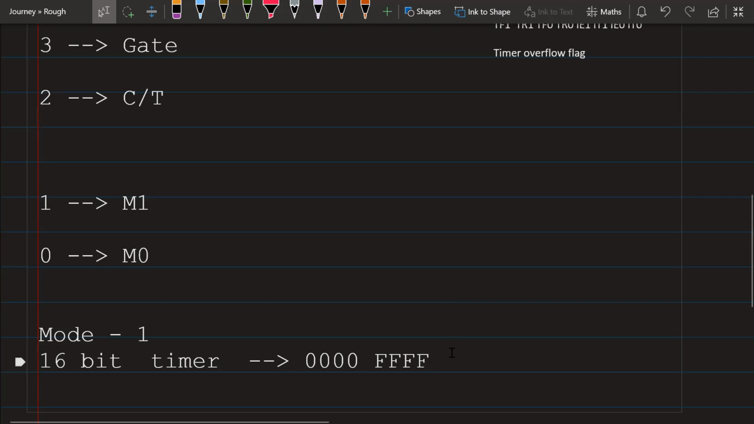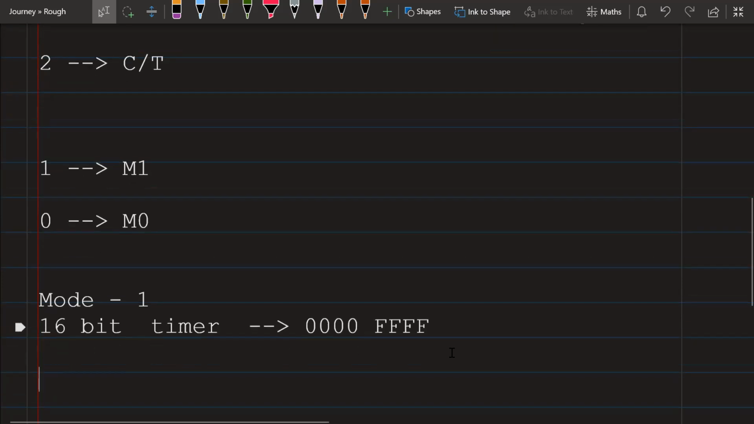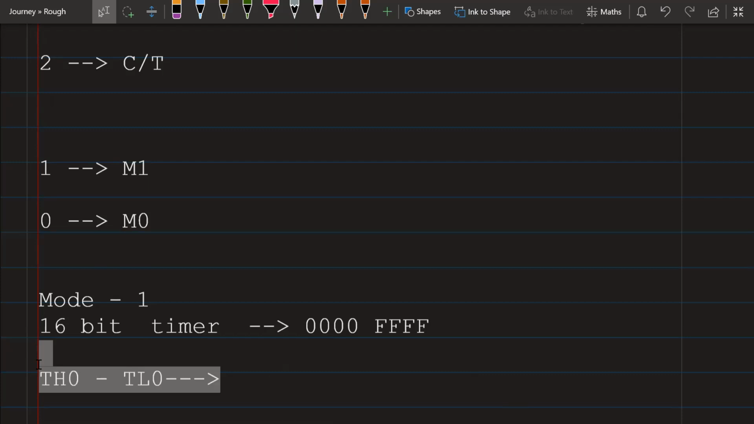So that initial value, what you want to load, you have to set in TH0 and TL0 if you are using timer 0. Whatever the initial value you want to load will be loaded into these two registers. Okay.